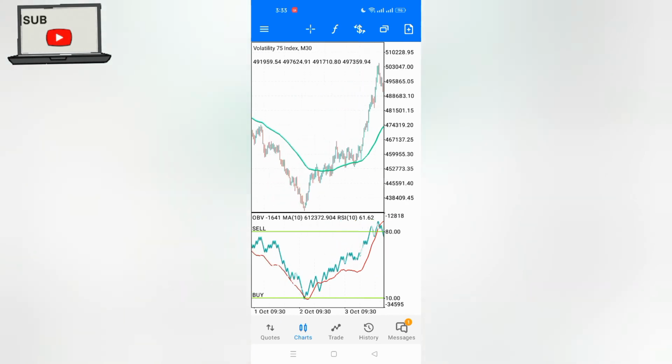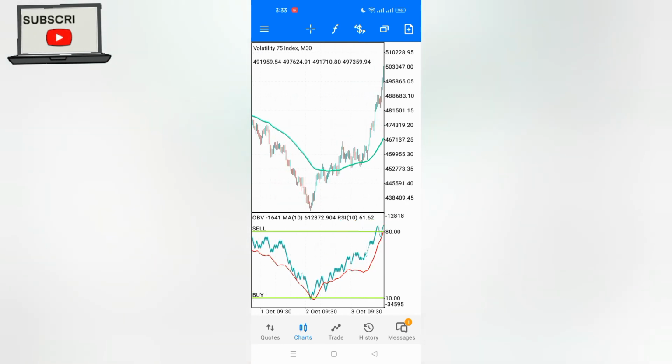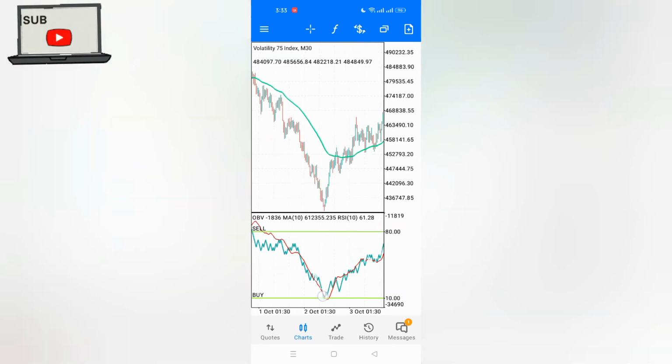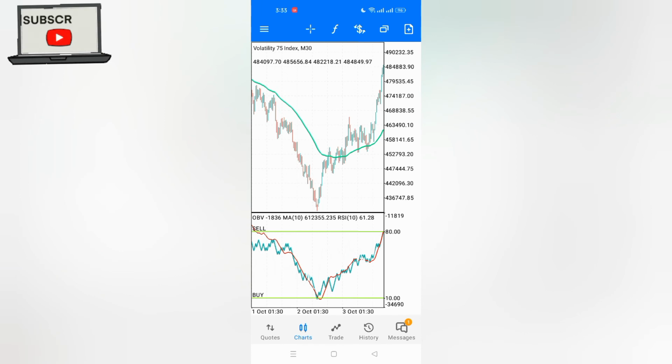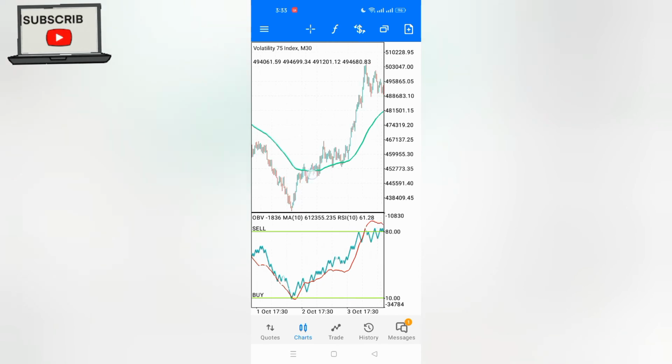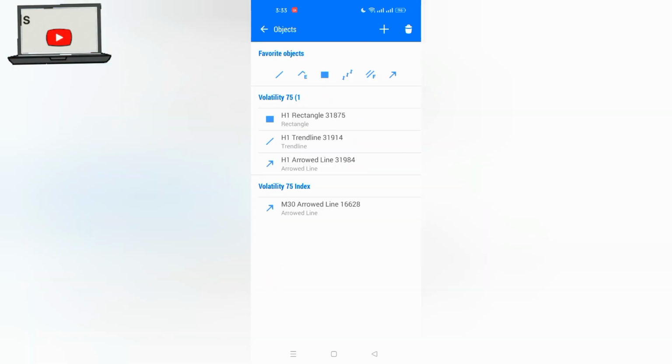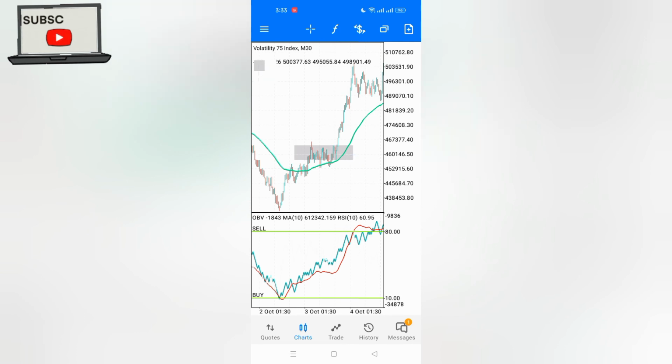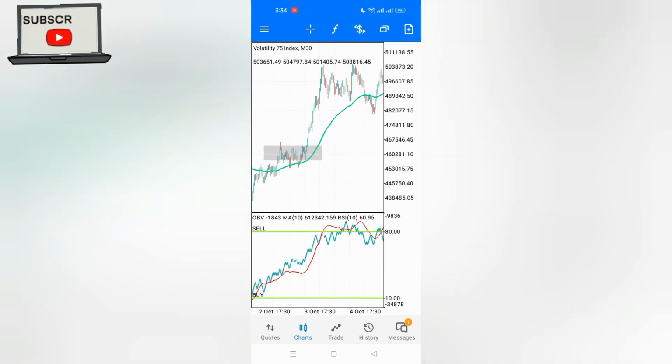For buy, what also happens, you wait for both the moving average and the OBV on the indicators window to touch the 10 level. This is the 10 level, so you see there's a touch here. Then you wait for the candlesticks to cross above the moving average on the main chart. So you can make an entry here. This would be a good entry. After this cross, you enter a buy position.